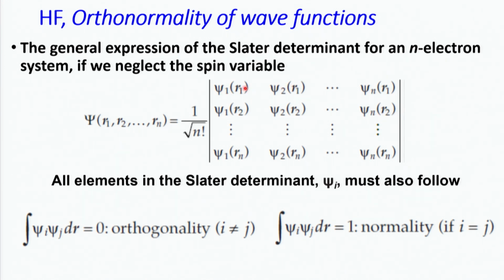Okay. So, let us say psi 1 can be occupied by electron 1, 2 till n, psi 2 can be occupied by like this. So, that way we can show. Of course, you need to use the normalization factor, so that the wave function normality is fulfilled. All elements in the Slater determinant must also follow the orthogonality principle and the normality principle. That means all these orbitals should also be orthonormal.